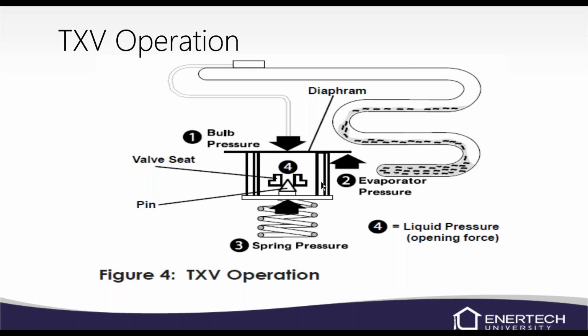Now we also have evaporator pressure, which is our equalizer tube pressure, and that pressure is to keep this piston equalized so that it can move up and down.